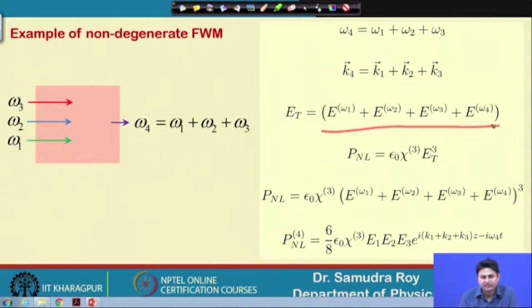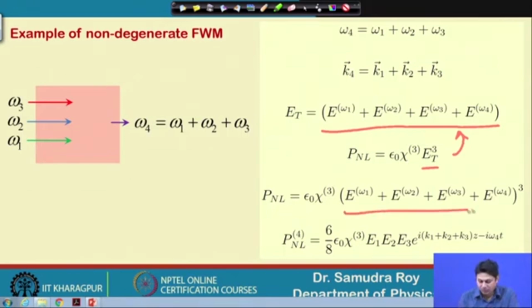The total electric field is omega 1 plus omega 2 plus omega 3 plus omega 4, because all the 4 waves are now inside the system and I need to find out the differential equation of each individual field. In order to do that treatment, we need to take care of all 4 fields, and P nonlinear is now written as epsilon 0 chi 3 times the total field cubed, where the total field is the combination of 4 fields which are generating inside the system.